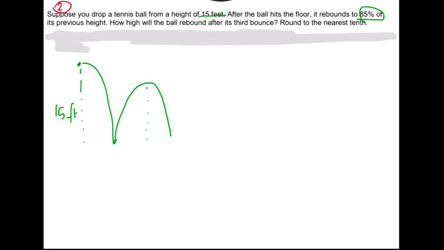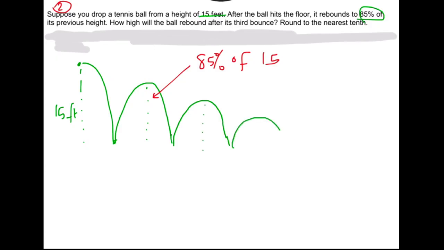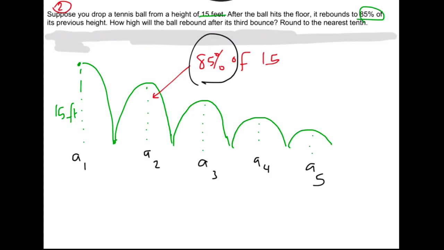So the second height is going to be 85% of the first height of 15, and then it will bounce again. But when it bounces the third time, the third height is even smaller. So obviously you understand that the height gets smaller and smaller, right? Let's say this is A1, A2, A3, A4, A5. So each term here represents how high the ball will bounce. And we know that the ball bounces at 85% compared to the previous bounce.